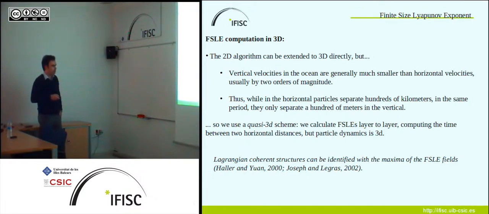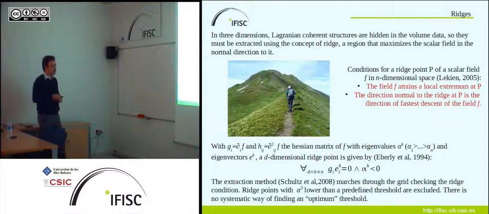Okay, so we want to find the maxima of the finite-size Lyapunov exponent fields, because that's where we think the Lagrangian coherent structures are. But in 3 dimensions, the maxima of the Lyapunov fields are hidden in the volume data. So we need to think how to identify them. And to do that, we use the concept of a ridge, which is a region that maximizes a scalar field in a normal direction to it. And I have here an example.